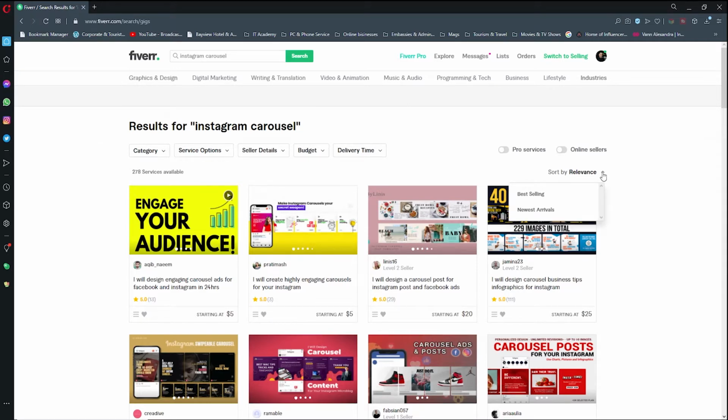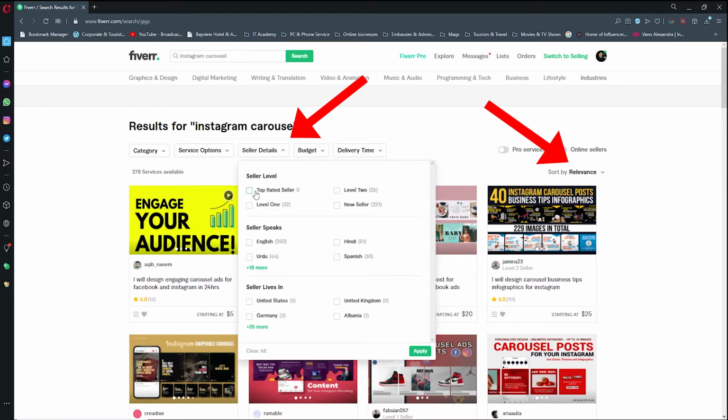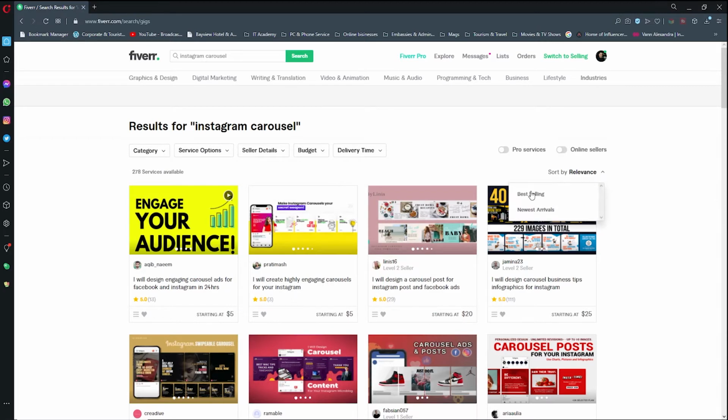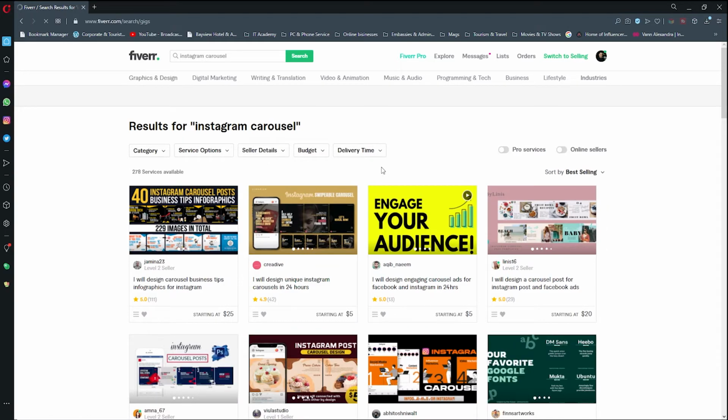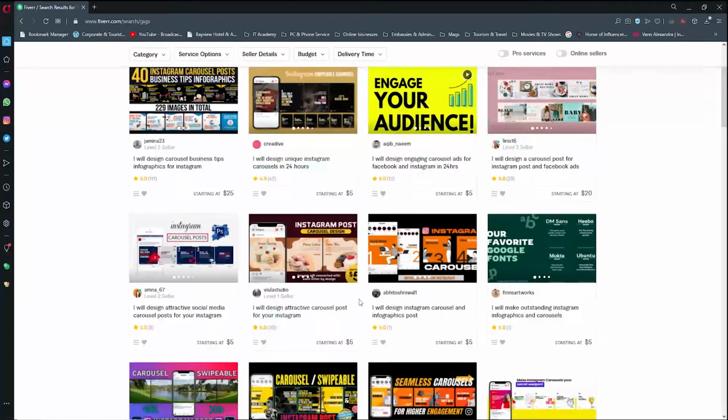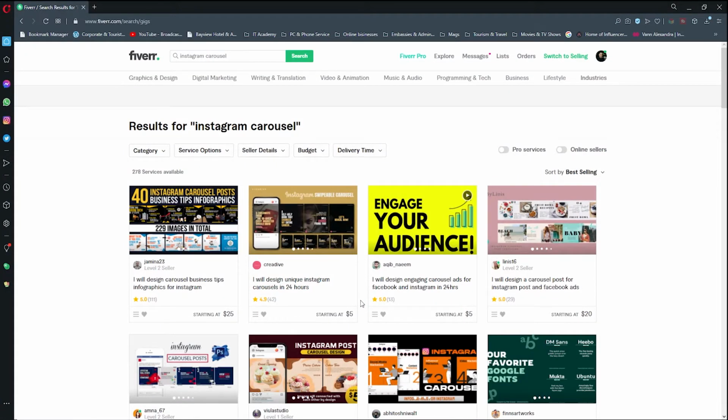So I'm going to change this by a few filters. We'll need to do research based on best selling and on the new sellers, because we are going to be a new seller and we need to have appropriate pricing in order to get the best chances of striking a sale. So what we're going to do now is sort them using the filters on the right to best selling. Now all of these are best selling, which Fiverr presents to us on the front page.